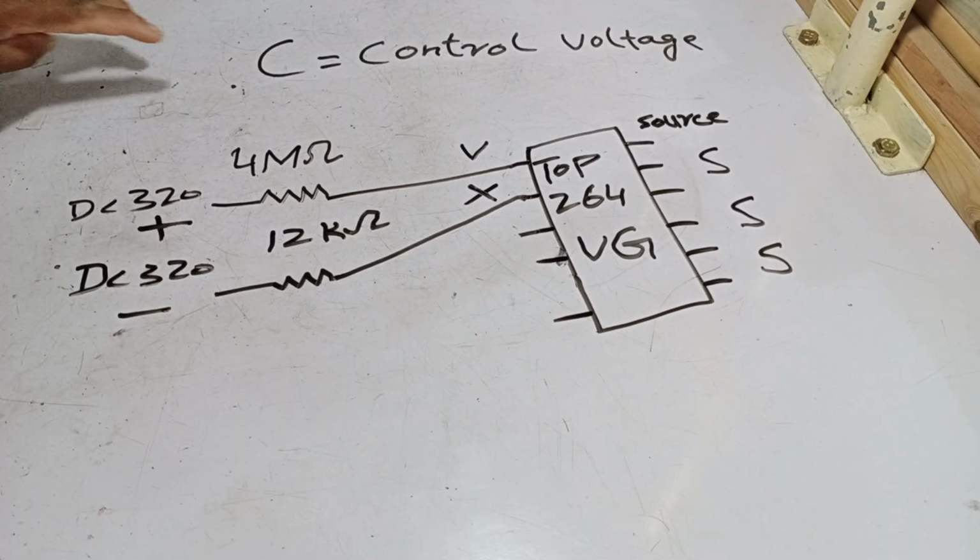Now let's talk about the C, control voltages, and where these control voltages come from. This involves a specific logic.